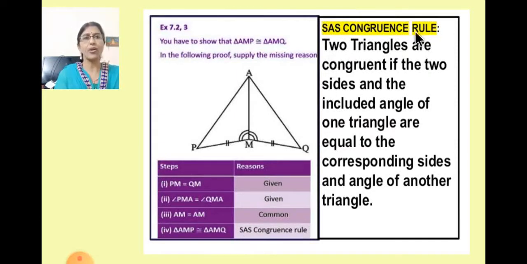And you know the SAS congruence rule: two triangles are congruent if the two sides and the included angle of one triangle are equal to the corresponding sides and the angle of another triangle. So here you can see this angle and this is the side and this is the side. So these two triangles are congruent by SAS congruence rule. So here we will write down the rule at the end. After writing triangle AMP is congruent to triangle AMQ, you have to mention the congruence rule also.